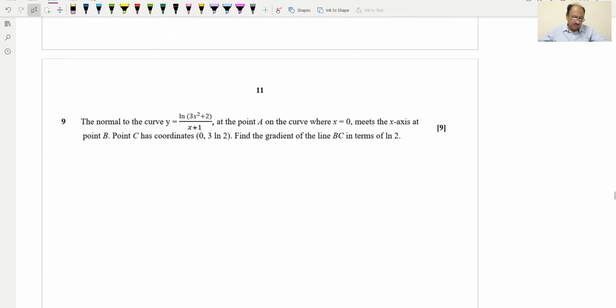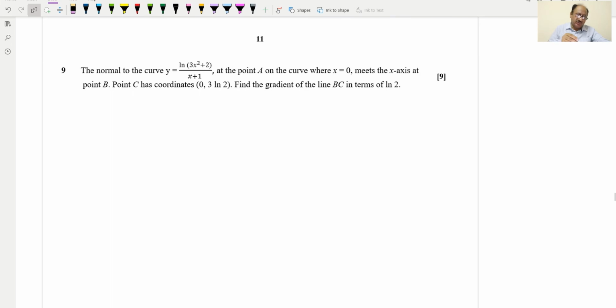Hopefully you understood this. Now here is question number 9, and it says the normal to the curve y is equal to this one, at the point A on the curve where x is equal to 0, meets the x-axis at point B, and point C has coordinates this one. Find the gradient of the line BC in terms of log 2, and this is a 9-mark question.